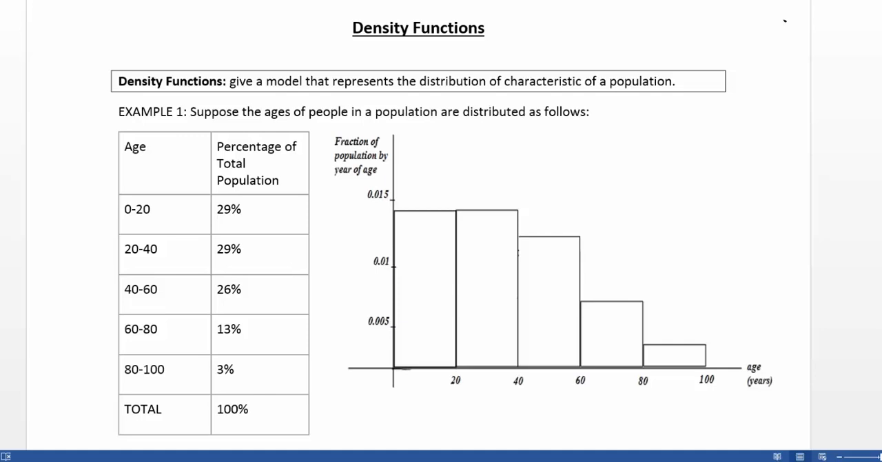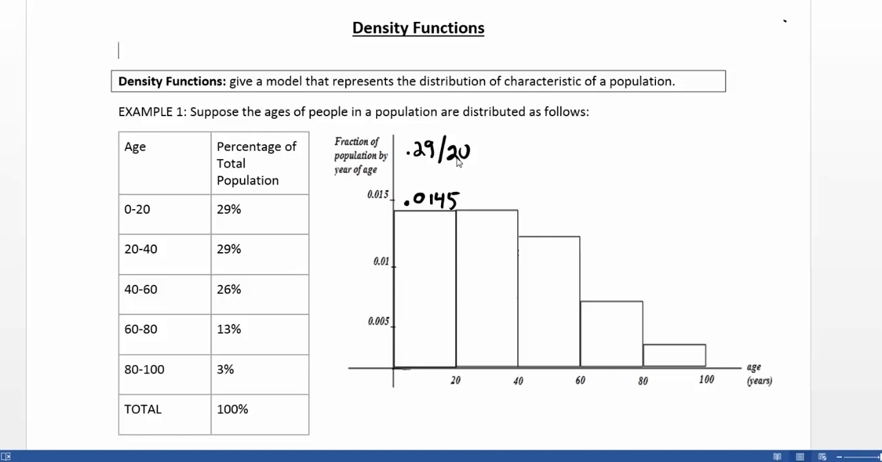Remember, to turn a percentage into a decimal, we move it left 2 places. So we took 0.29 and divided it by 20, the length of the interval. 0.0145 is the height here, almost 0.015. That means it's equally likely that someone is 1, 2, or 3, and the fraction of the population at each individual age from 0 to 20 is approximately 1.45%. When you add up all those ages from 0 to 20, you multiply that number by 20, and that's where you get the 29%.